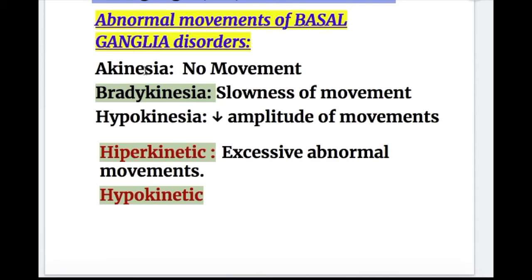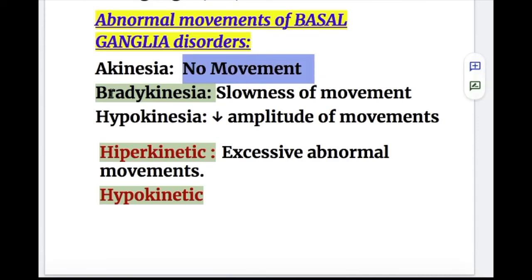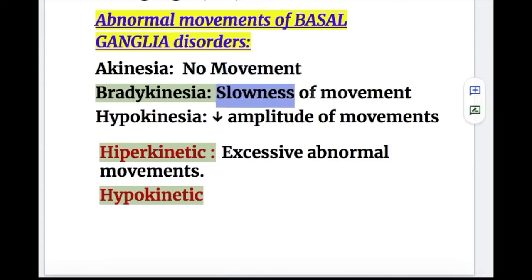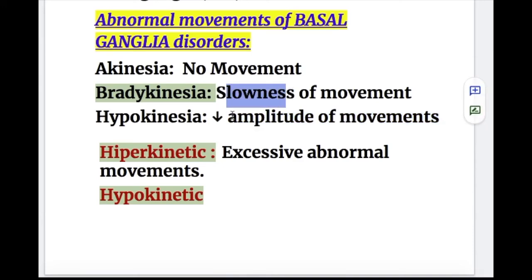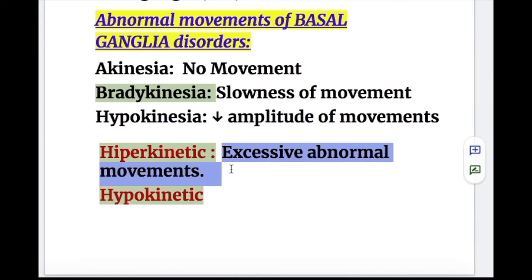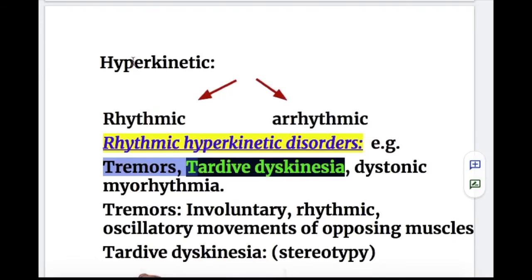They include akinesia, no movement. And what's bradykinesia? It's a slow movement. Hypokinesia is decreased amplitude of the movement. So bradykinesia is the slowness of movements and hypokinesia is decreased amplitude of movements. And hyperkinetic movements are excessive abnormal movements. The hyperkinetic movements may be rhythmic or arrhythmic.